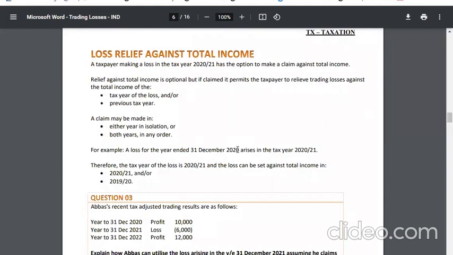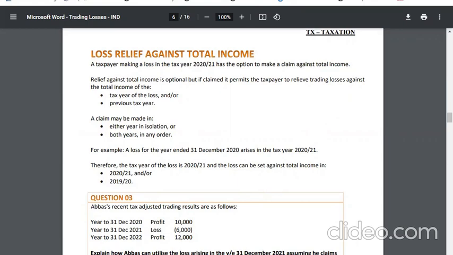Now the second relief is known as relief against total income. First one was the relief against trading income, carry forward relief. Now we are going to learn relief against total income. So how will this relief apply? This is the second type of relief, relief against total income. Okay, so please read the question.